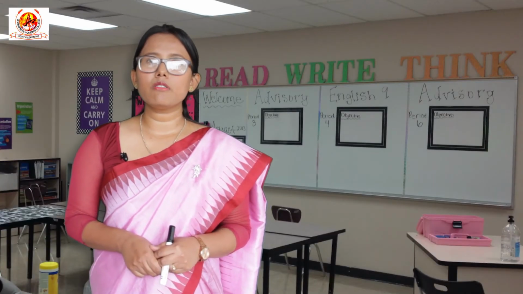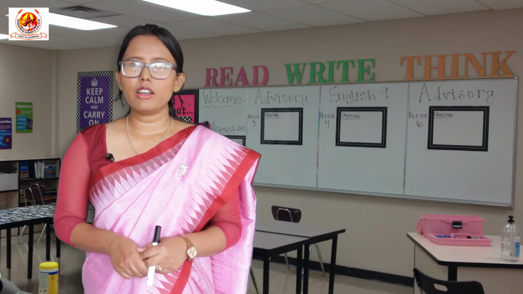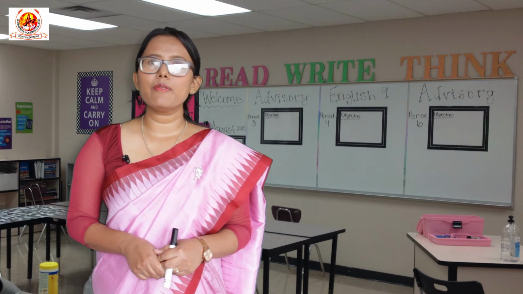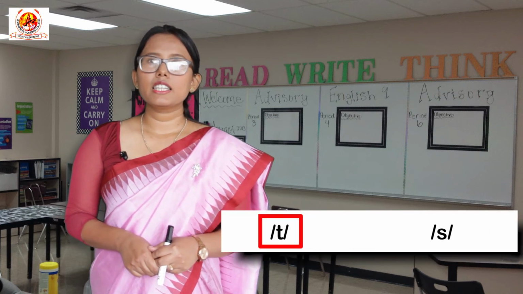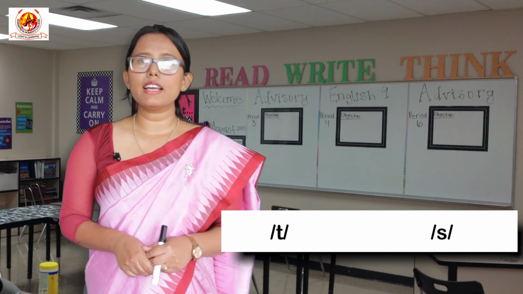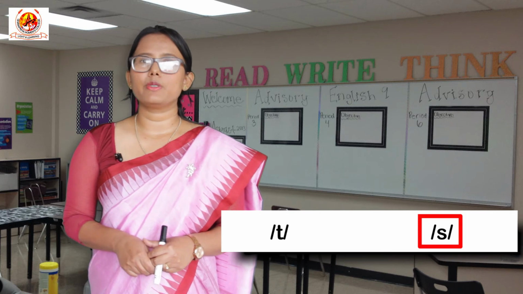For example, the sounds t and s are both voiceless alveolar sounds, but how do they differ? They differ in the way they are pronounced. That is, the t sound is one of a set of sounds called the plosives, and the s sound is one of a set of sounds called the fricatives.